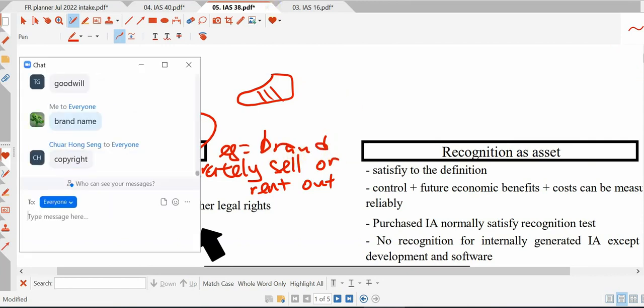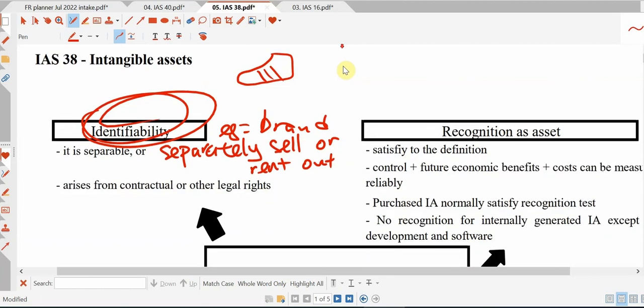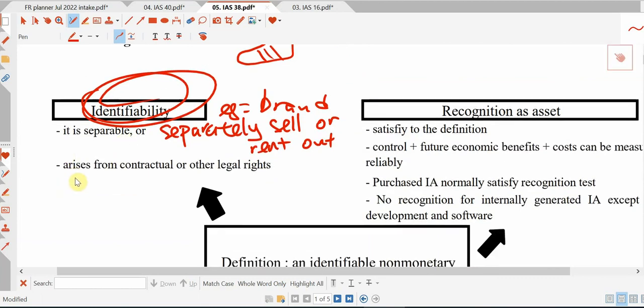Got another message in the chat here. Yeah, copyright also. Copyright, we can sell or we can rent out. Copyright is also our intangible asset. We can use the copyright to make money. Now how about my license, let's say? License, I cannot rent out, I cannot sell. Now my driving license, for example, I cannot sell to someone, I cannot rent to someone. But luckily, you look at this word here, or, right? Or, coming from legal rights, license is also identifiable.